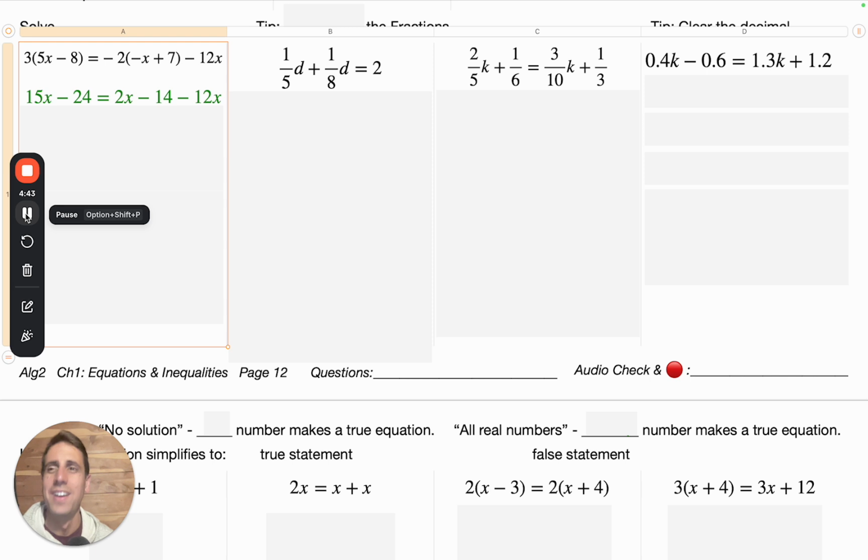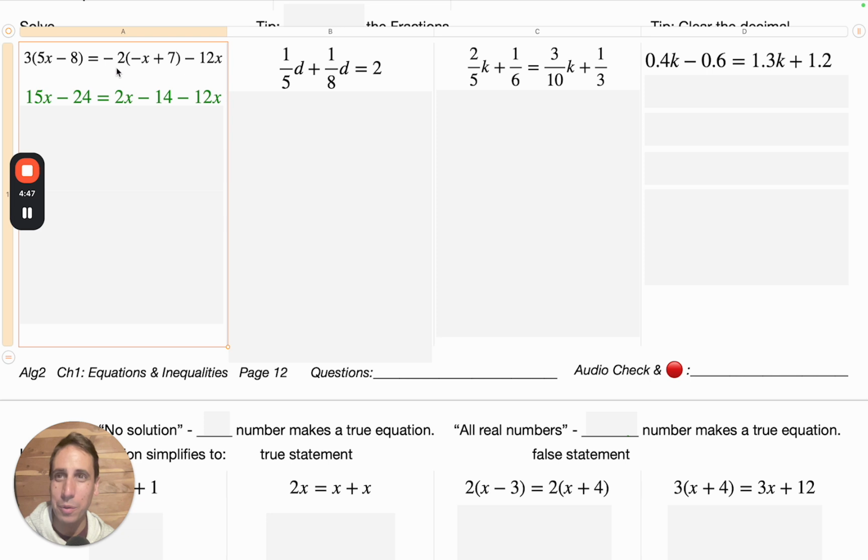Oh. I thought I made a mistake, but I didn't. I correctly distributed the negative 2 to these two terms, and you don't have to distribute the negative 2 to the 12x because that's outside of the parentheses. Silly Berg. All right, here we go. Let's see if this works.